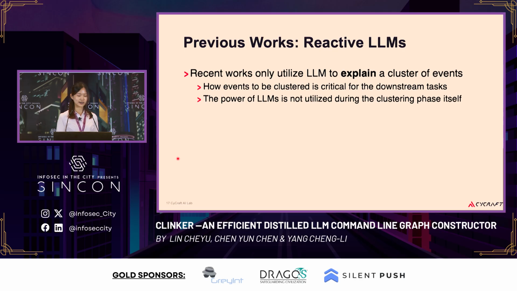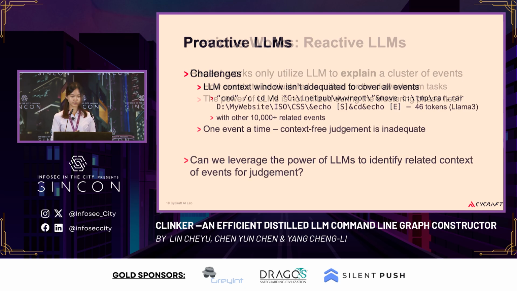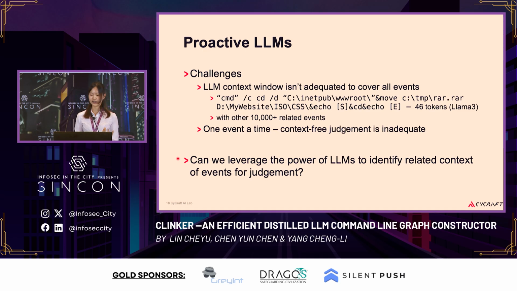LLMs are getting more powerful than ever. When it comes to detecting context-aware malicious events, most previous work focused on using LLMs after clustering. They use LLMs to explain a cluster of events. However, how those events are clustered in the first place really matters for everything that comes after. And yet, this crucial clustering step usually happens without leveraging the power of LLMs at all. So how can we bring LLMs into the early stages of the detection pipeline?